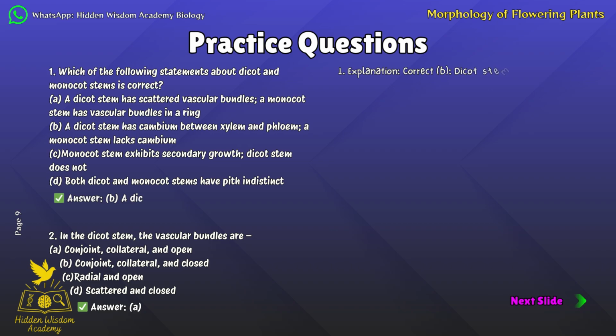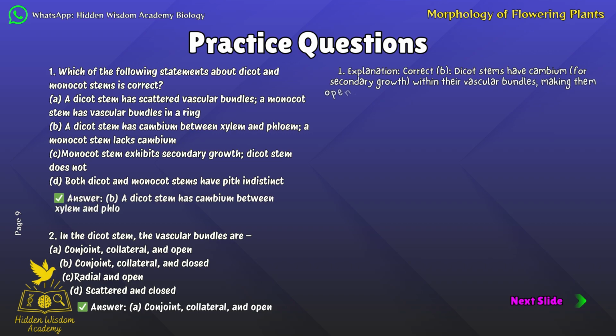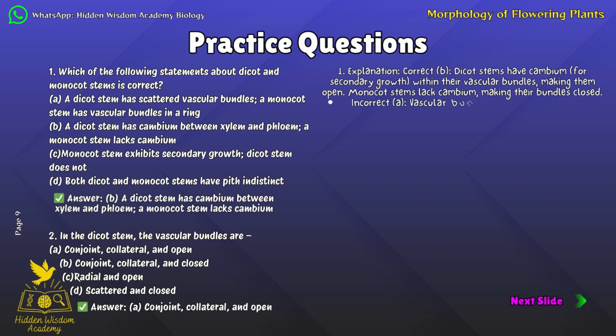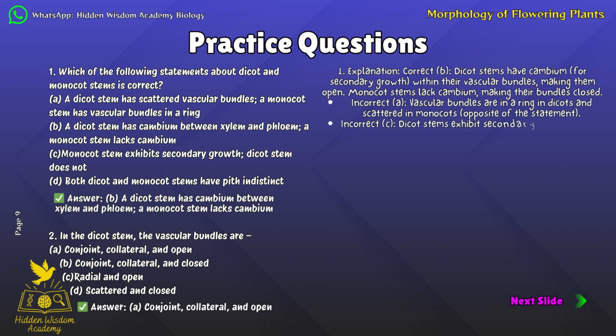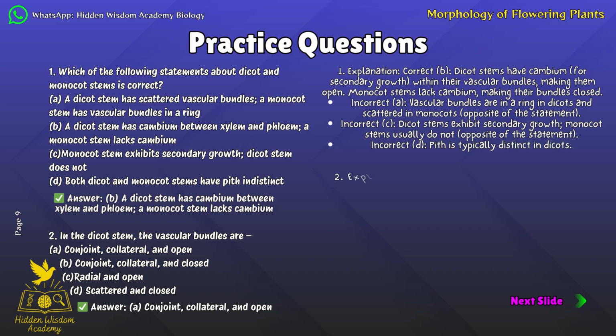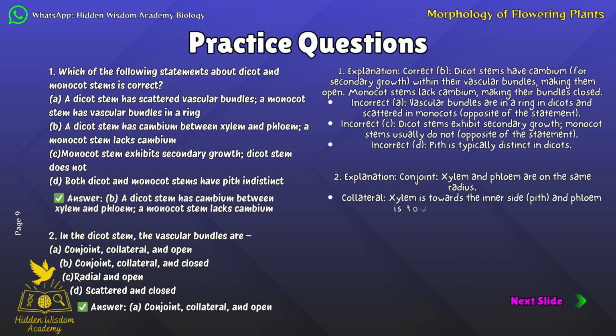Let's practice a few questions to test your knowledge. Let's start with question 1. Which of the following statements about dicot and monocot stems is correct? Option A. A dicot stem has scattered vascular bundles, a monocot stem has vascular bundles in a ring. Option B. A dicot stem has cambium between xylem and phloem, a monocot stem lacks cambium. Option C. Monocot stem exhibits secondary growth, dicot stem does not. Option D. Both dicot and monocot stems have pith and distinct.